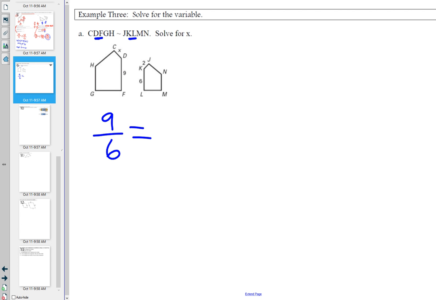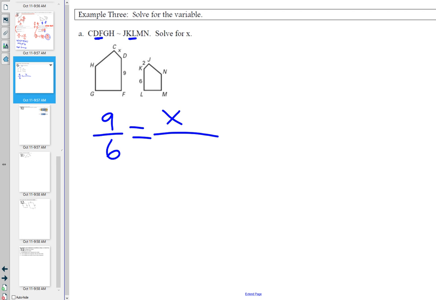What's going to correspond to the 9? Well, since the x is part of the same polygon with the 9, I want to put the x on top. I want to line it up with the 9. Remember I gave you the analogy of how proportions can be compared to analogies. 9 is to 6. You don't want to put the x even with the 6 because they're part of 2 different polygons.